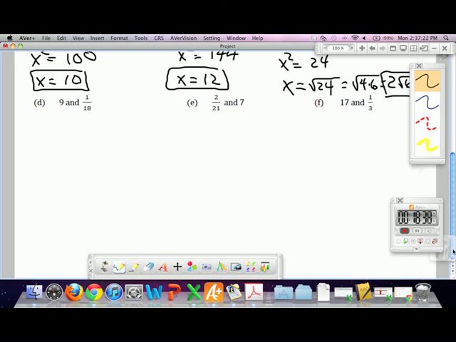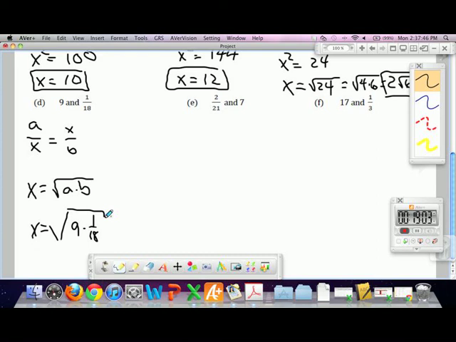A over x equals x over B. Okay, that would be the proportion way. So if I solve this, I get what? x is equal to the square root of A times B. There's A and B. So then what do I get? The geometric mean is then the square root of 9 times 1/18. What's 9 times 1/18? 0.5. How about as a fraction? It's 9 over 18. 9 divided by 18 is 1/2.